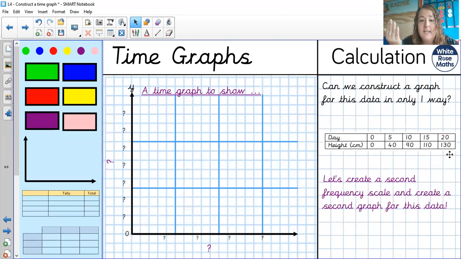Could we have gone up in 5s? Could we have gone up in 20s? What would have happened? But there is loads of different ways to do it.